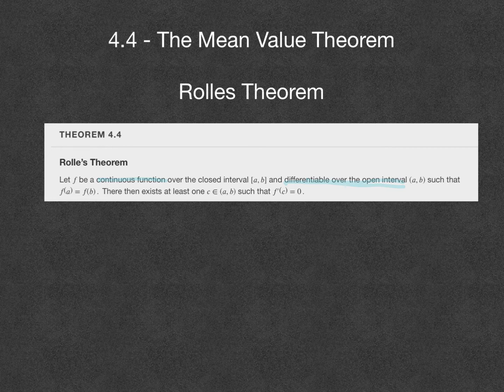And also, the other condition that is really important to Rolle's theorem is that f of A is equal to f of B. Okay, so if that is the case, then there exists some point inside of that interval, we'll call it C, such that f prime of C, such that the derivative, the slope at that point, is 0. So that's what Rolle's theorem says.